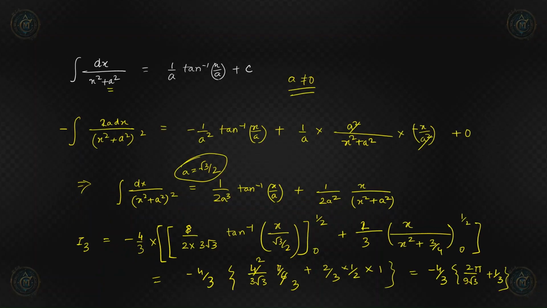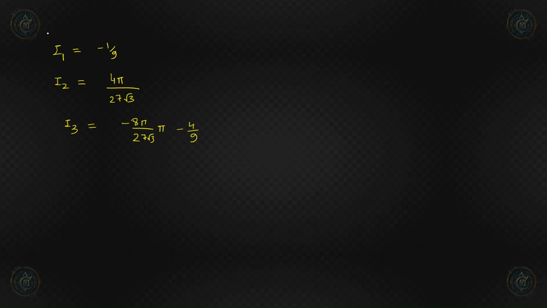Now let us jump to our final calculations here. So I1 plus I2 plus I3 will be, if we correct this, plus, this will be minus. So the sum of all these three integrals will be minus 3 by 9, then minus 12 pi divided by 27 root 3. So this is our I.